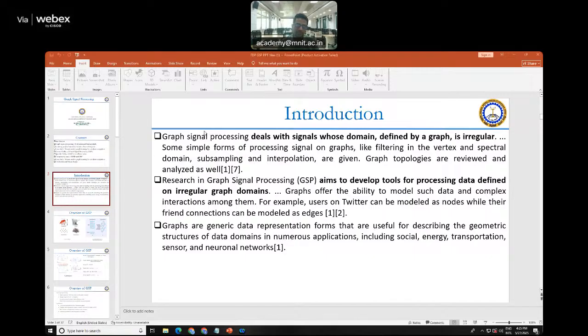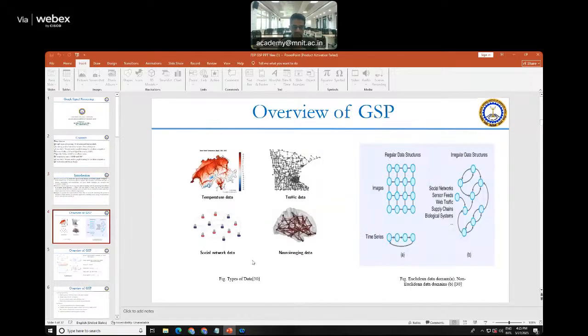So what does it say? We first understand the definition: graph signal processing deals with signals whose domain, defined by a graph, is irregular. Some simple forms of processing signals on graphs are like filtering in the vertex domain. See, what do you mean by the vertex? For example, we will go to the diagram in the next slide.